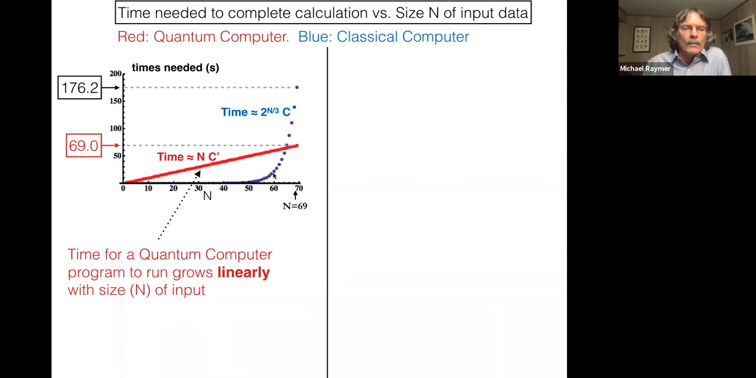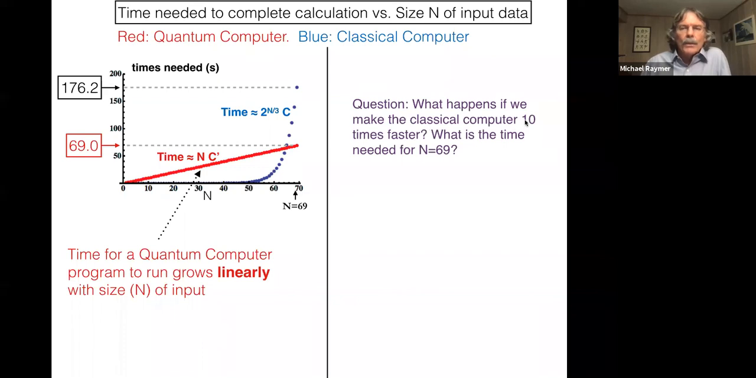But notice, because it's a linear curve and the classical is always an exponential, no matter what the constant C is, C could just push it down a little bit more, but it's always growing exponentially. It's always going to cross over here. So for a large enough number like 70, 80, 90, 171, the quantum computer is always going to win because it takes less time to crack the number to find the prime factors.